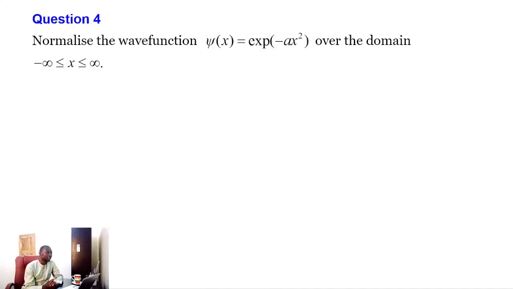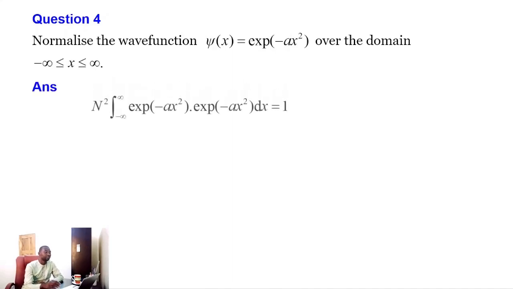Question 4 says, normalize the wave function psi of x equal to exponential negative a times x squared over the domain negative infinity to positive infinity. To normalize a wave function, the procedure is, first of all, we multiply the wave function by N, where N is the normalization constant. We take the square of the wave function and integrate it over the domain asked by the question and equate it to 1. And then find the value of N thereafter and multiply the value of N by the given wave function to obtain the normalized wave function.